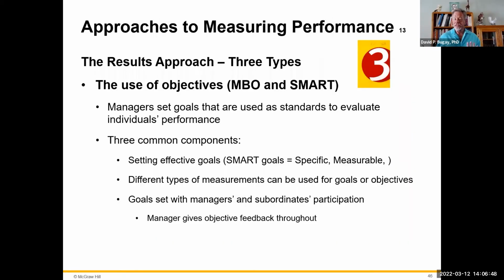We're continuing looking at the different models for performance evaluation. Really, the next group is called the results approach, and there are three different types of them. A lot of times we're using what we call a combination of management by objectives, or MBO, as the terminology.